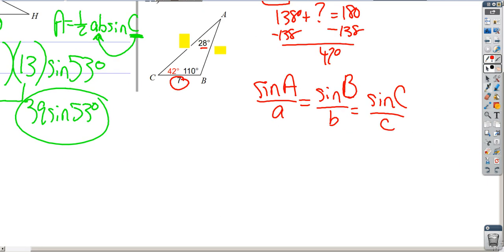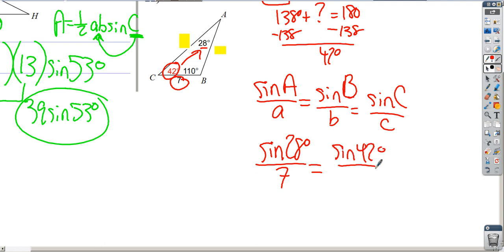Okay, so let's do that. So let's do 7, which is opposite to 28. So we could do the sine of 28 degrees over 7 equals, and it doesn't matter which other one we pick. So let's pick the 42 degree one. So we'll say the sine of 42 over, we don't know. And I know I labeled it B, but this is a question mark right here.